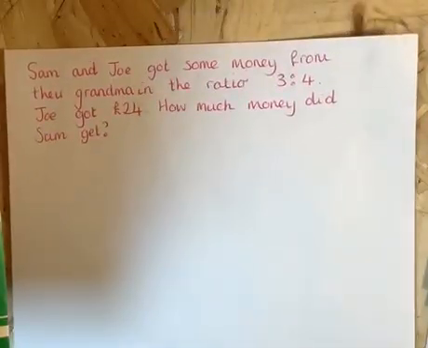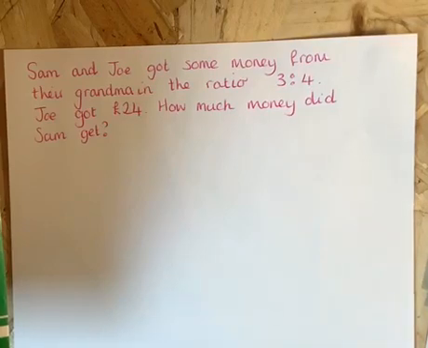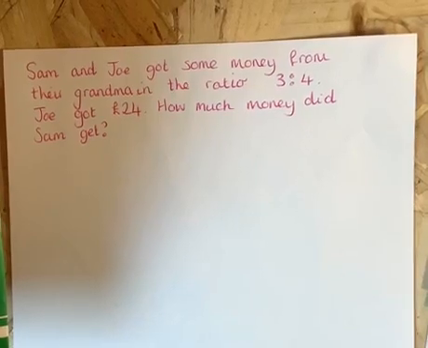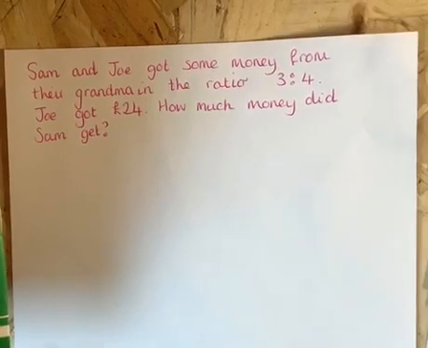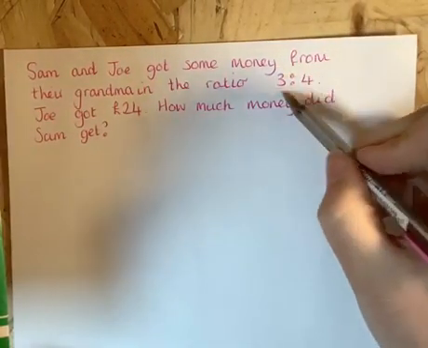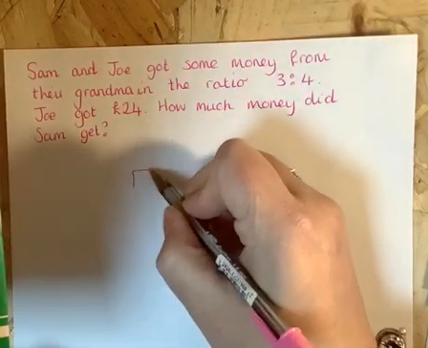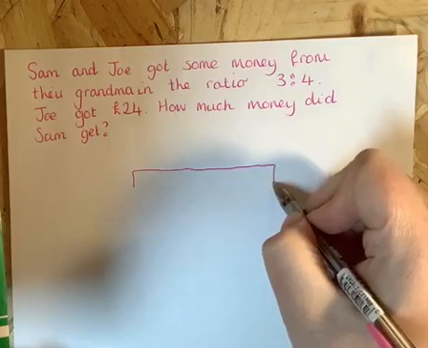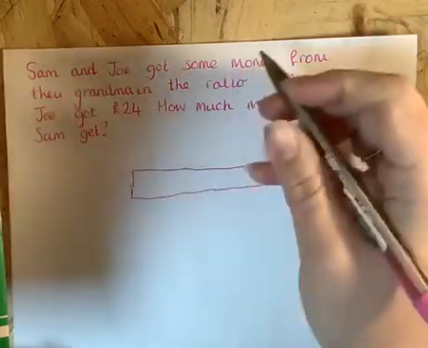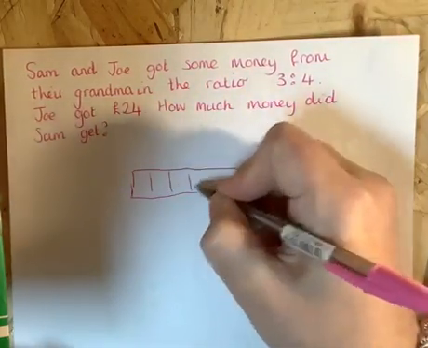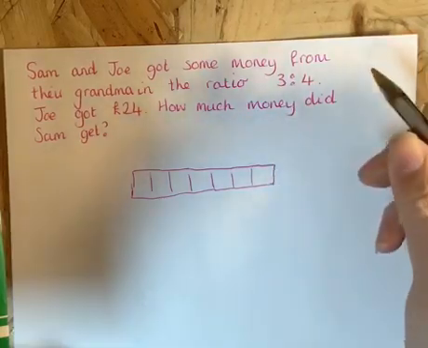So Sam and Joe got some money from their grandma in the ratio 3 to 4. Joe got £24. How much money did Sam get? Okay, so again, we've got this ratio here. So we need to make our bar model, and we've got 3 parts and 4 parts. So there's 7 parts altogether. 1, 2, 3, 4, 5, 6, 7.